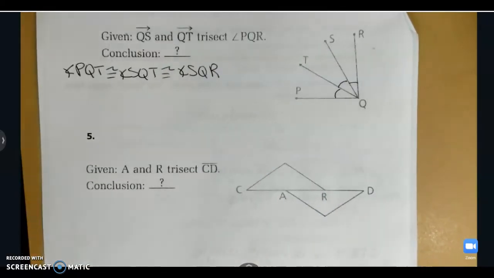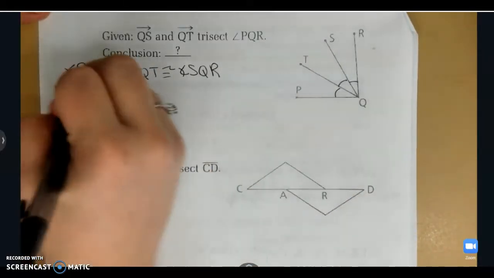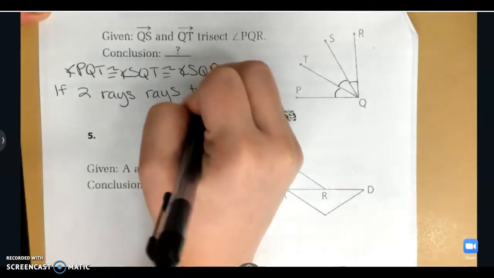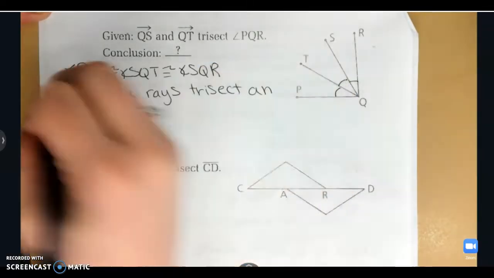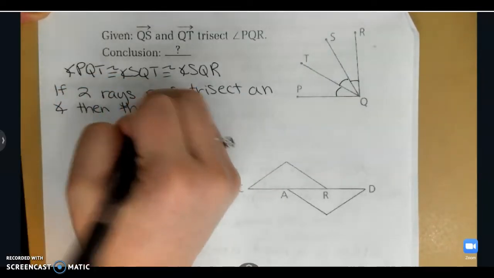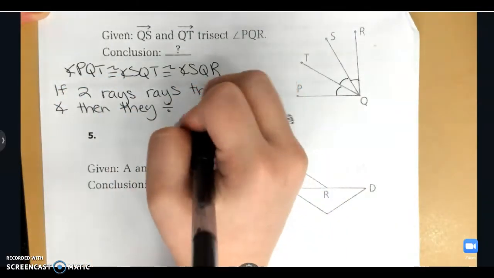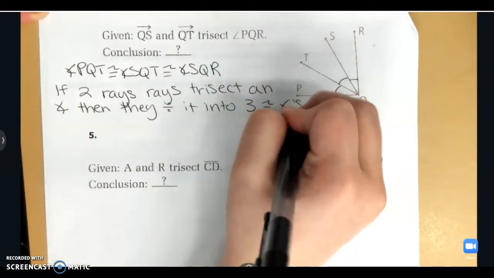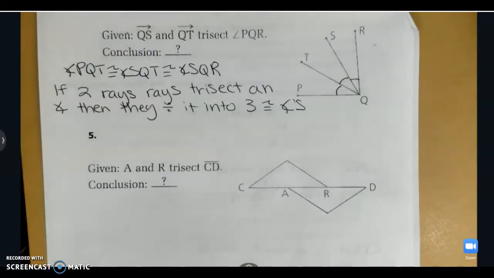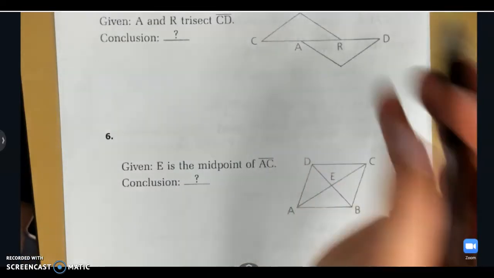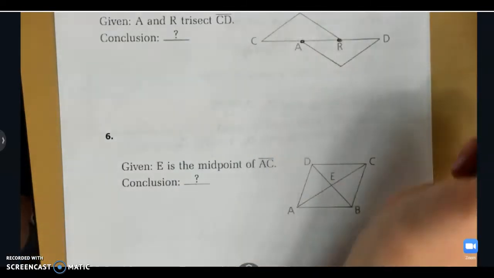And my theorem that would support that is, if 2 rays trisect an angle, then they divide the angle into 3 congruent angles. All right, number 5, we're told A and R, which are points on this segment, trisect segment CD. So A and R trisect segment CD.